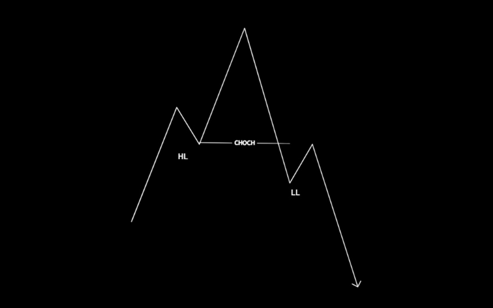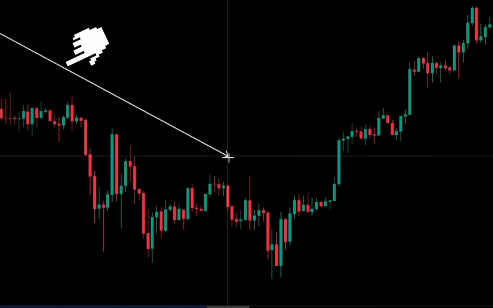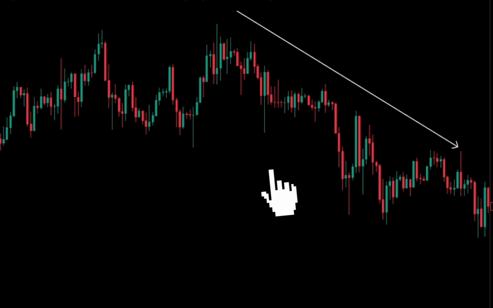For finding a high probability change of character, there are four scenarios. The first scenario represents a clear trend before the change of character. I mean, for a bullish the market should be in an uptrend like this. And for a bearish the market should be in a downtrend.